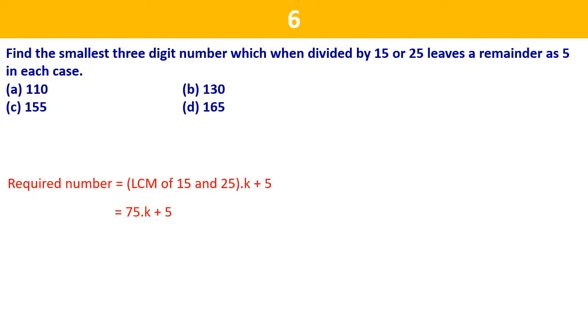Now here it is asked to find the smallest 3-digit number. If I take k equal to 1, obviously it will be 75 plus 5, that is 80, which is a 2-digit number. But here the smallest 3-digit number is asked. For that I should take k equal to 2. If we take k equal to 2, the smallest 3-digit number that we will get here is 155. Option C is the right answer.